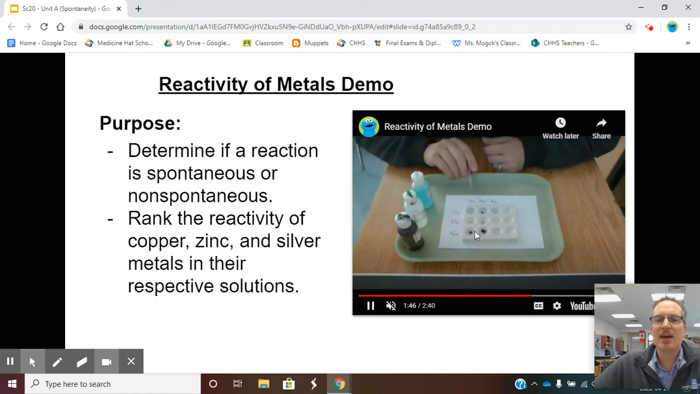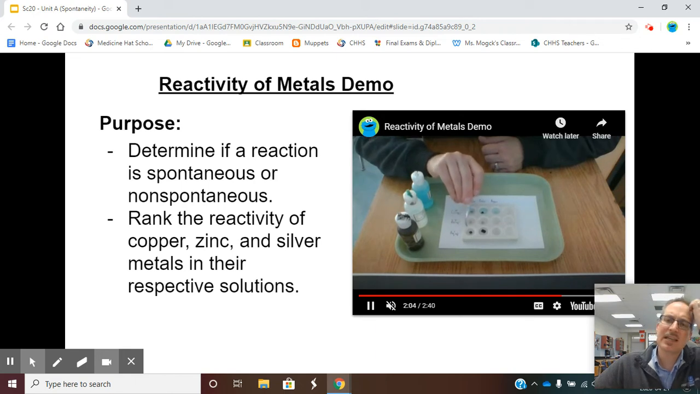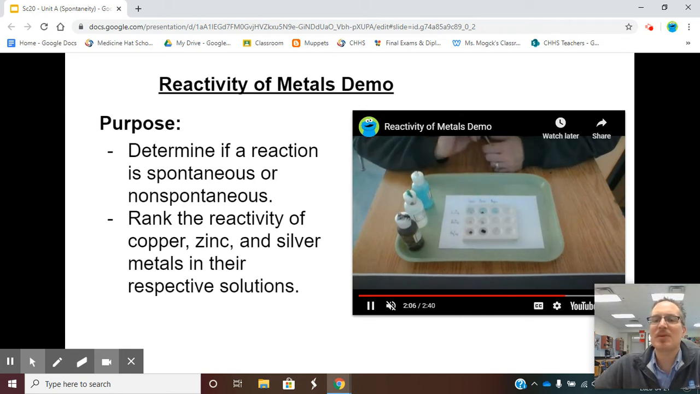Well, if we look down the column here for copper, copper solid did not react with copper solution. Copper solid did not react with zinc solution. But copper solid did react with silver solution. And you can see that it turned black. And if we could zoom in, it would actually look kind of like a little caterpillar. It would have little feelers.